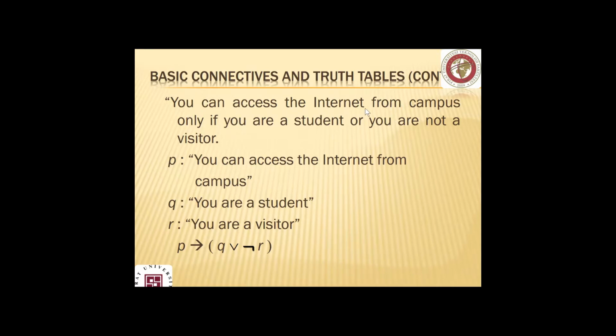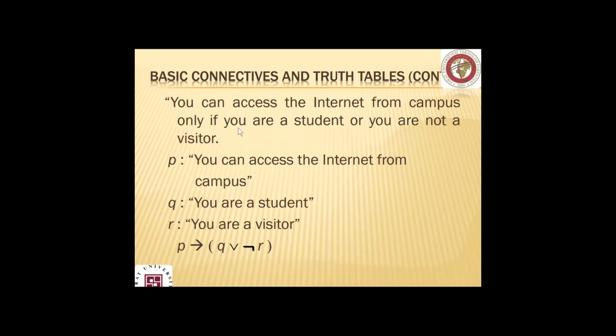You can access the internet from campus. This can be one part of an assertion. It's an assertion, actually. This is compound, of course. So this can be one part, primitive. You can access the internet from campus. There are two possibilities in this case. You can or you can't. So true or false. Only if, this is bidirectional. It's not bidirectional, actually, it is unidirectional, a conditional statement or just an if statement.